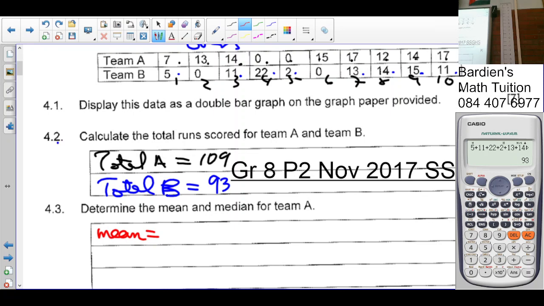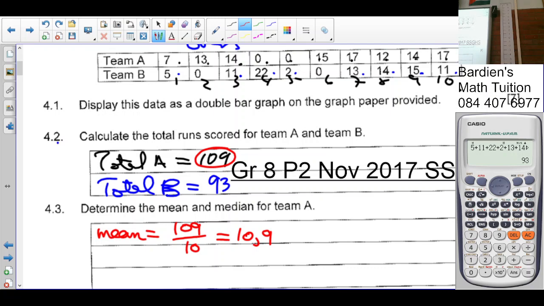What we do is we add up all these numbers for team A, which is going to give you 109, and I divide it by the number of entries there are. In this case, how many overs are there? 10. So I say 109 divided by 10 is going to give you 10,9 runs per over. Okay, which is fairly good.